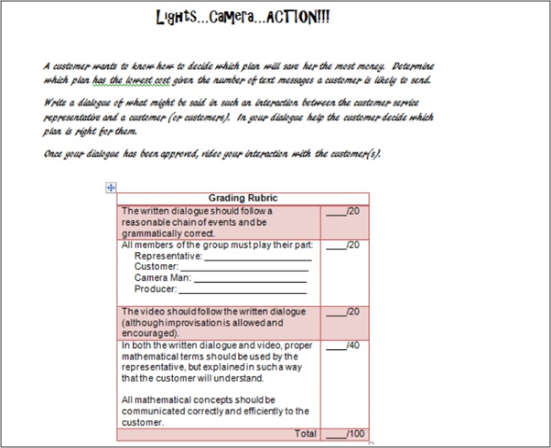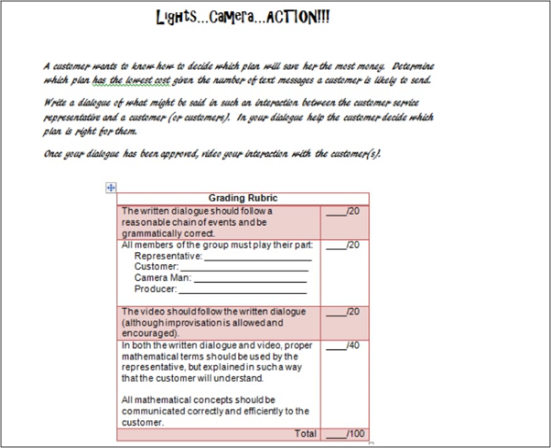The video should follow the written dialogue, although improvisation is allowed and encouraged. So we're going to do our rough draft, and then whenever you do your video, you need to follow the play, but you don't need to be standing there reading it. Okay, and we'll talk more about that Wednesday and Thursday.